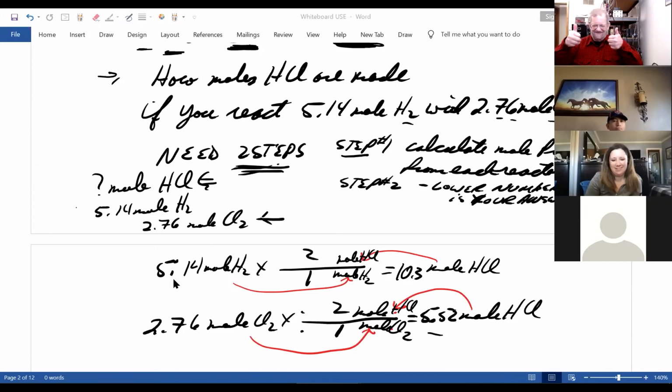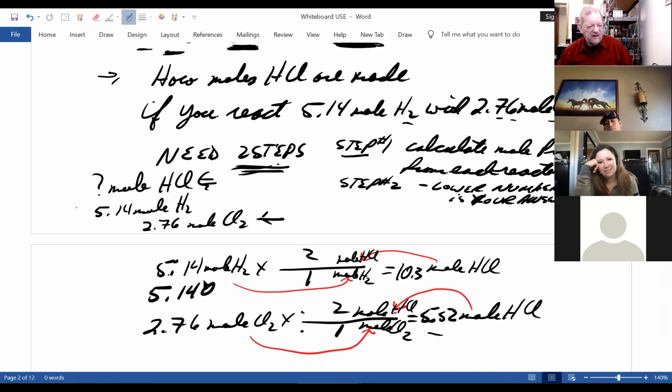Got it? All right. So if I put 5.140, now this is 4 significant figures. So we'd have to have an answer that would then be 4 significant. So that's just the nature of the beast.